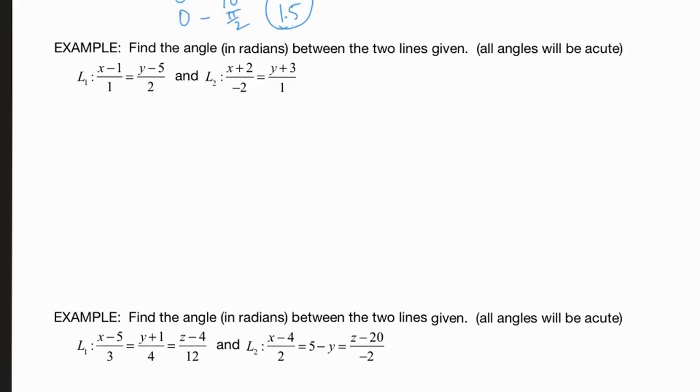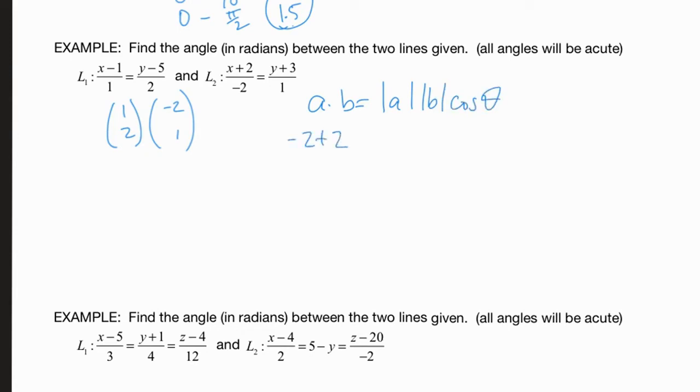Example number 2 that we're looking at right here is also in 2 dimensions. The third one will be in 3 dimensions, but it's really not that big of a deal. You will need a direction vector for line 1. You'll need a direction vector for line 2, and you'll need this formula. So let's do the dot product, which would be negative 2 plus 2. The magnitude of A is root 5. Same thing with root B.